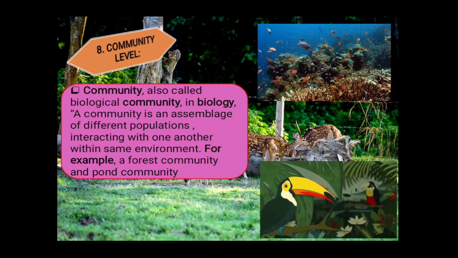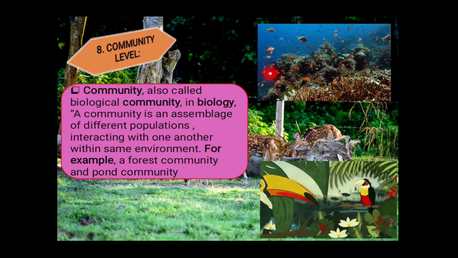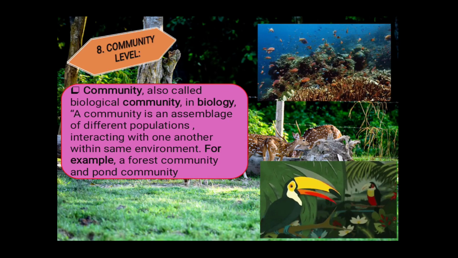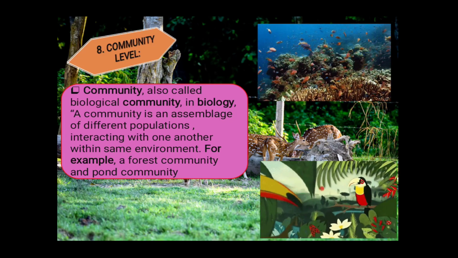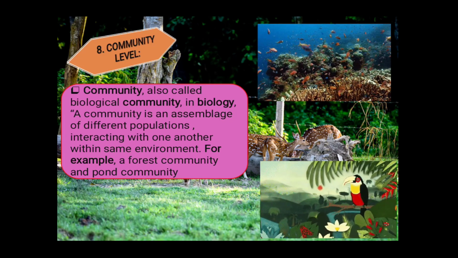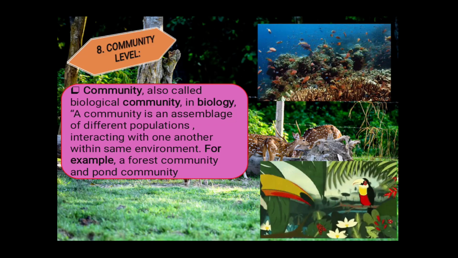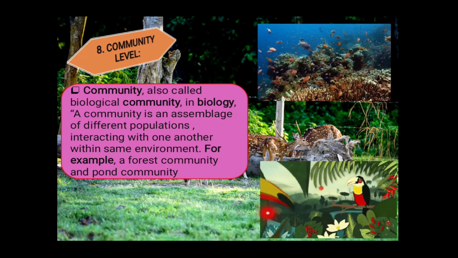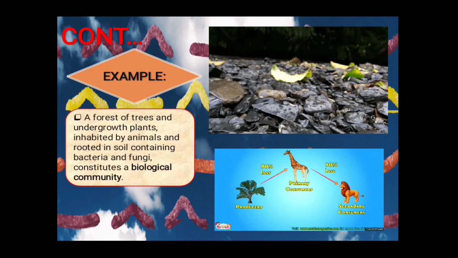In the first animation, students, you are seeing a pond community. In a pond community, there are different aquatic animals present within the water, like fishes and aquatic plants. So these fishes and aquatic plants together make a pond community. In a forest community, different plants and other organisms live together and form a forest community.